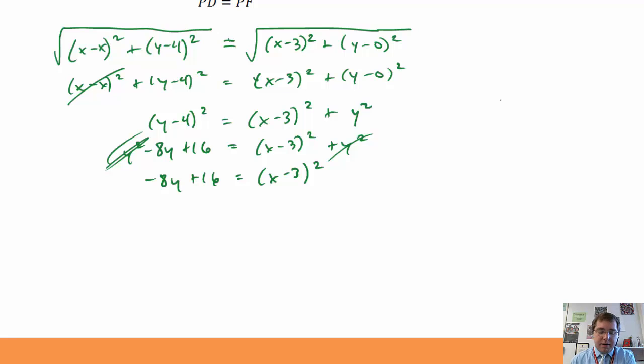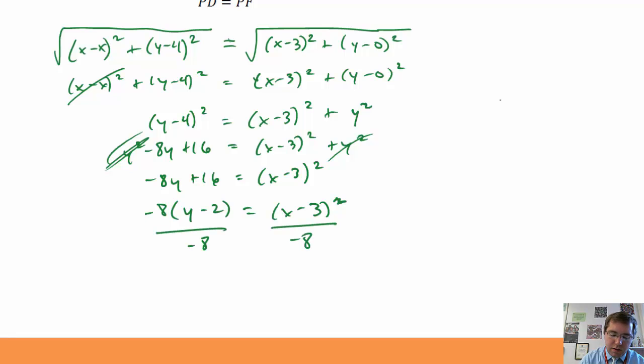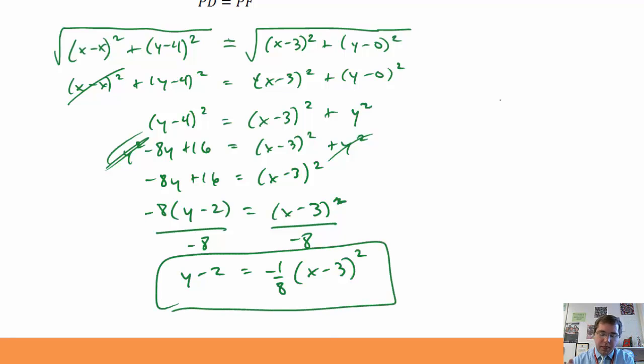I'm going to take the left side and factor out a negative 8. Notice that I can do that. And I'll have y minus 2, since 16 divided by negative 8 is negative 2. That equals (x minus 3) quantity squared. Okay? I'm going to divide both sides by negative 8. That'll give me y minus 2 on the left. And on the right, dividing by negative 8 is really the same as multiplying by negative 1/8. So I'm going to write it as negative 1/8 times (x minus 3) squared. And that's my equation.